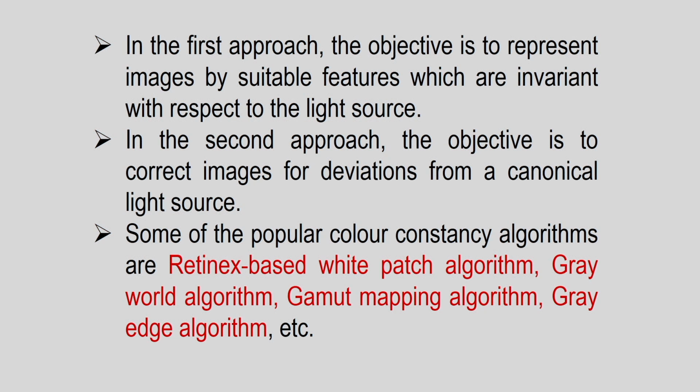In the second approach, the objective is to correct images for deviations from a canonical light source. That means in this case I have to understand the light source characteristics, consider a canonical light source, and correct the images for deviations corresponding to it. So, I can do color corrections corresponding to this canonical light source.